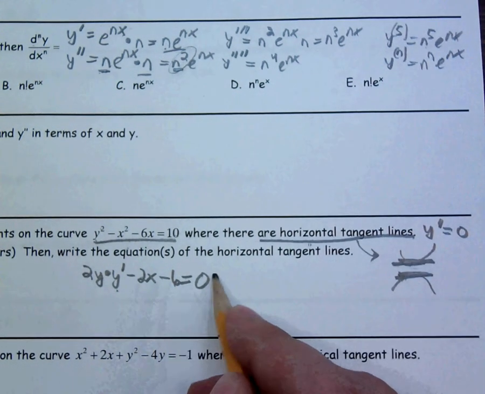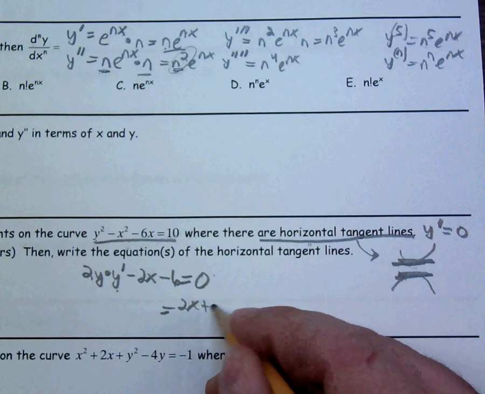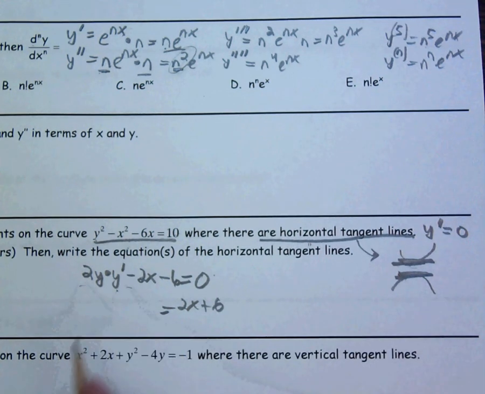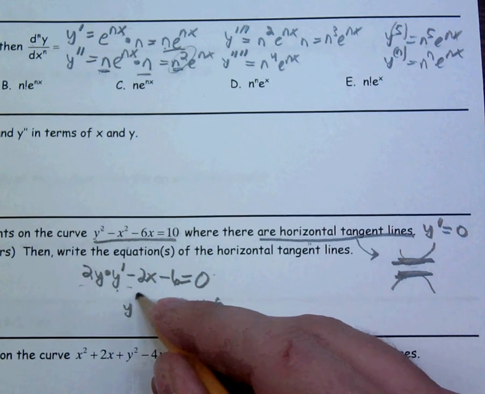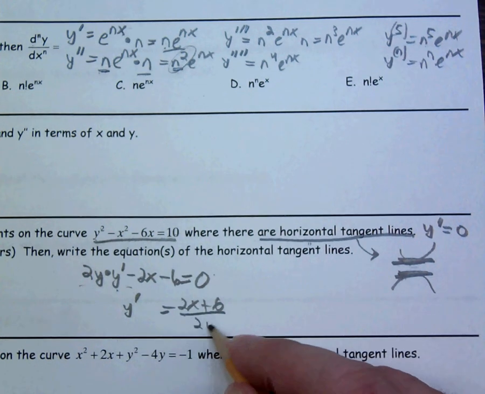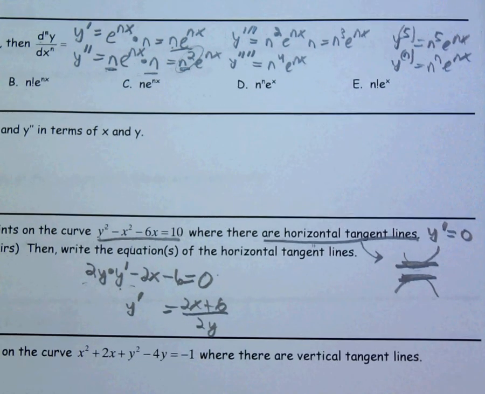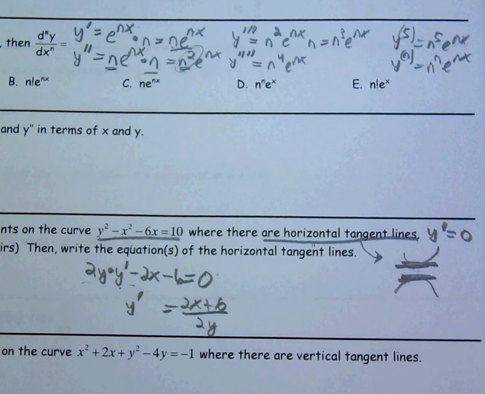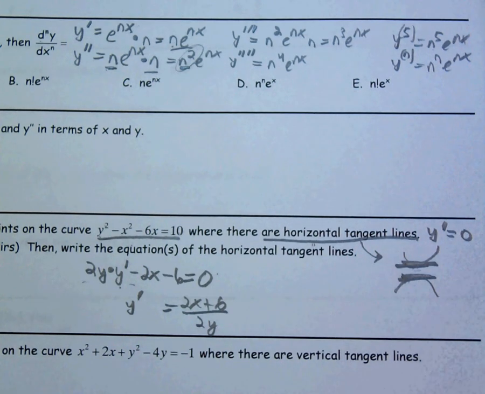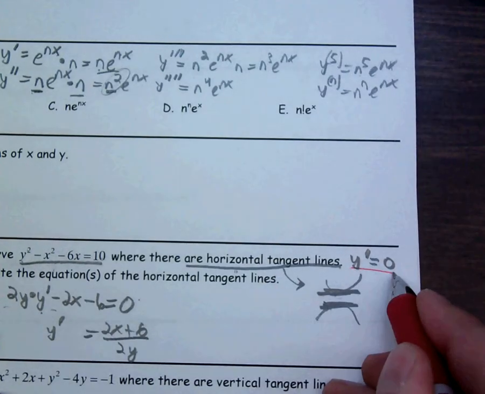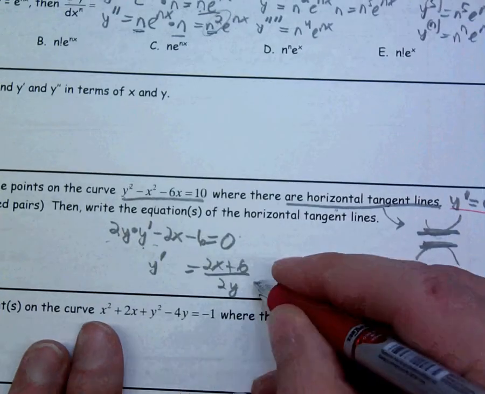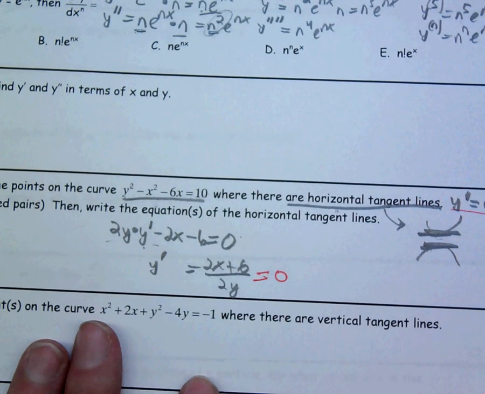So we add 2x and 6, and we're going to divide by whatever is multiplied by y prime. So it's going to be 2x plus 6 divided by 2y, that is y prime. And what we're looking for is, where is the derivative equal to 0? So where is this equal to 0?